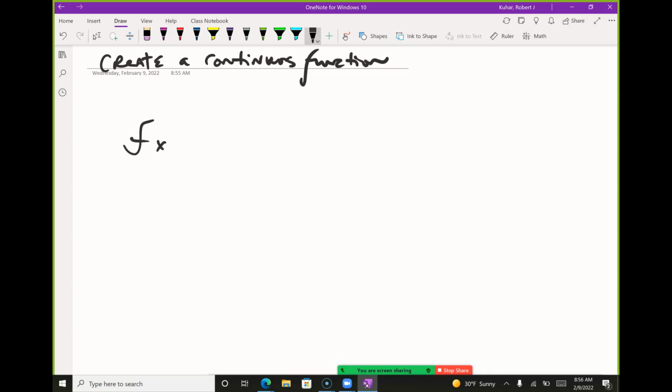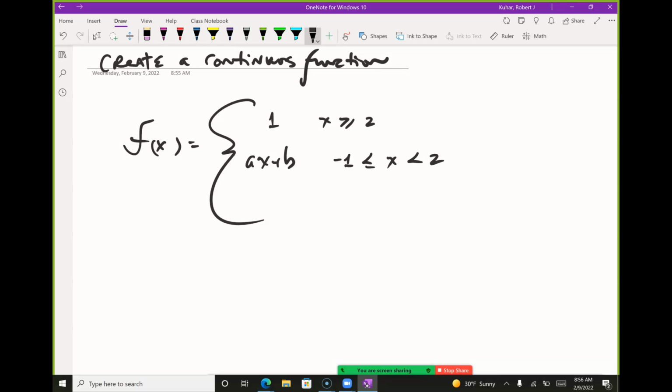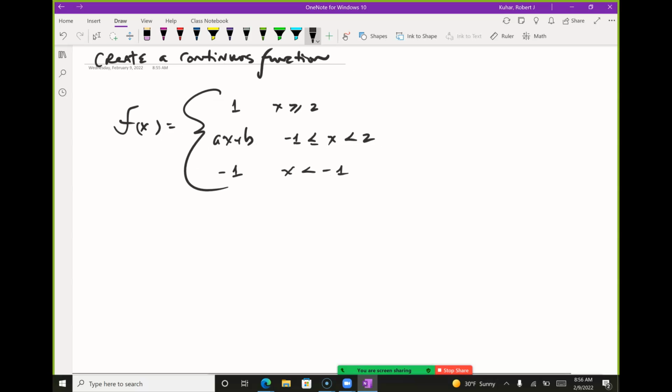So let's say our function is a three-piece function. Well, that's a bad curly bracket. Yeah, there we go. Let's say it's equal to 1 for x greater than or equal to 2. It's equal to ax plus b from -1 to 2. And it's equal to -1 for x less than -1. So 3 pieces, right? The first piece and the last piece are horizontal lines, and the middle piece is going to be a diagonal connecting, making everything continuous, right?